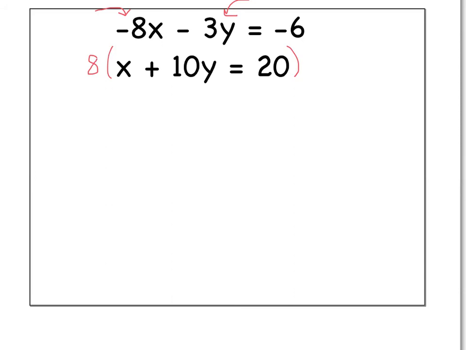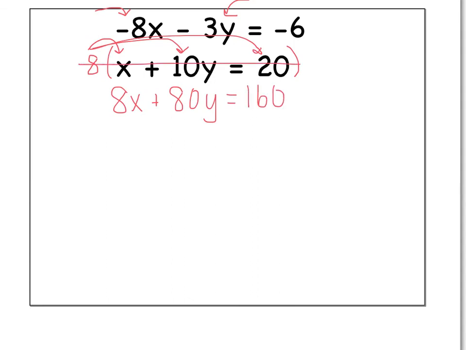So right now I'm focusing on my x's. So if I multiplied 8 times x, I'd have the opposite of negative 8x, which is positive 8x. Plus 8 times 10y would be 80y, equals, and 8 times 20 would be 160. So I've recreated this second equation, and I'm going to bring down my first equation.